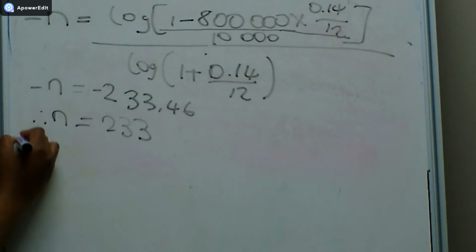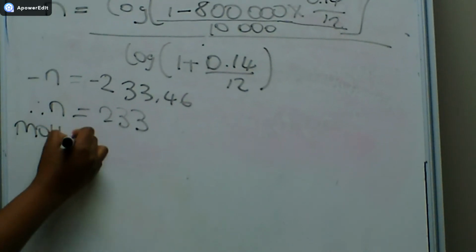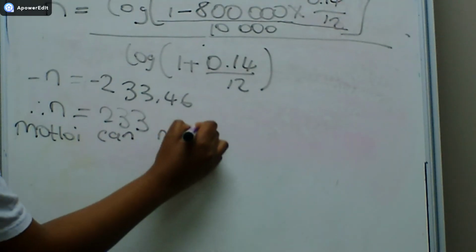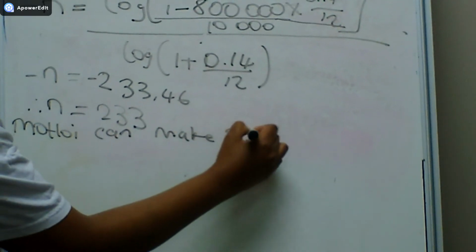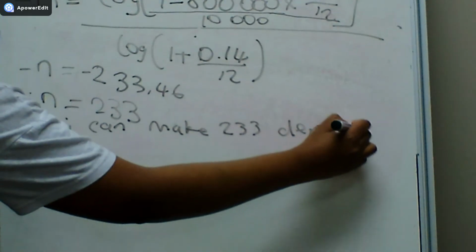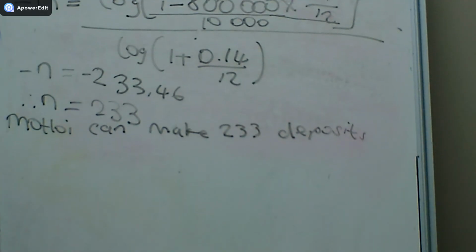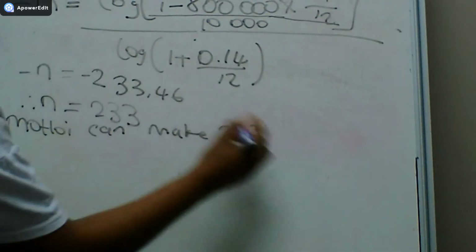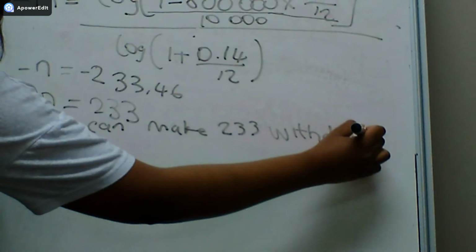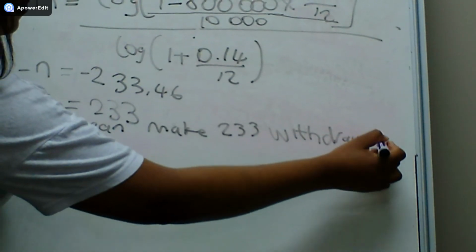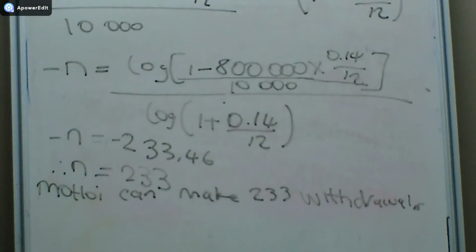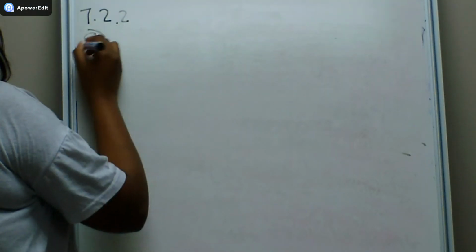Then remember, guys, in financial mathematics, it's always good to just write a statement after each calculation if necessary. Just write a statement that explains, especially if there was a question that was asked, you make sure you read your question correctly and then after getting your answer, just make sure you reread the question and answer whatever question was asked. In this case, we see that the number of withdrawals were 233 withdrawals made by Mr. Mutloyi, or whatever that guy's name is.